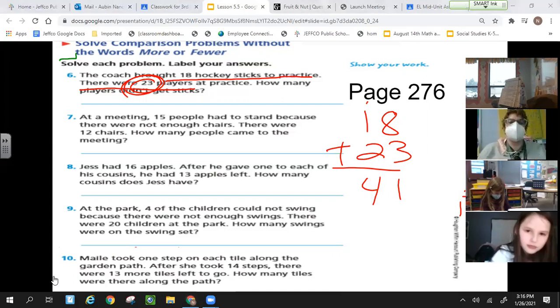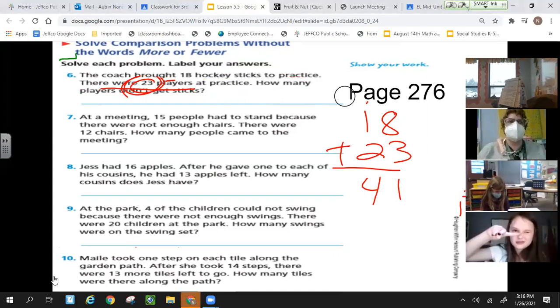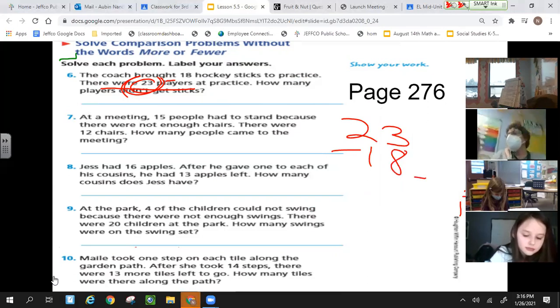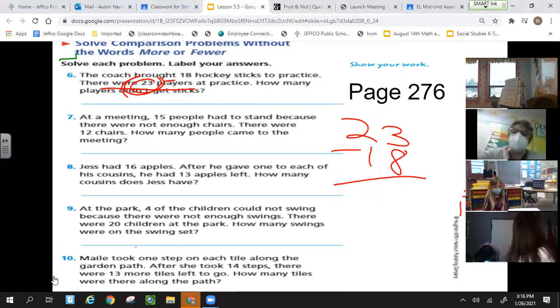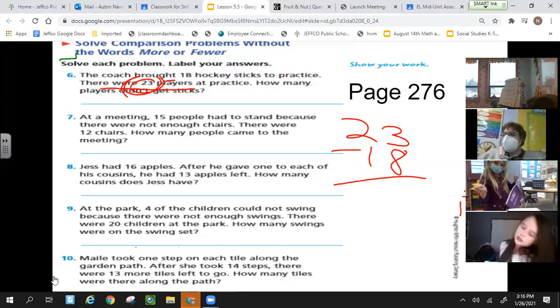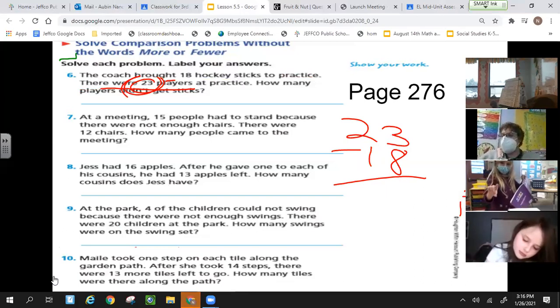Everybody said we should subtract. Go ahead and do it. 23 minus 18. Do it. You can count up. You don't even have to use the algorithm. Solve the problem. 23 minus 18. Okay, good job.